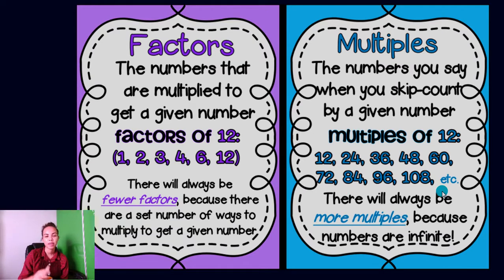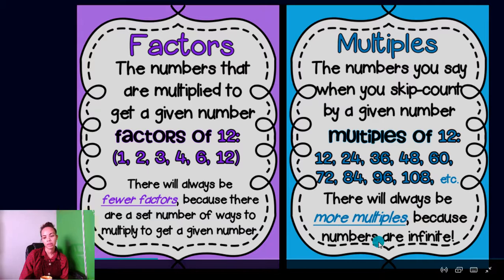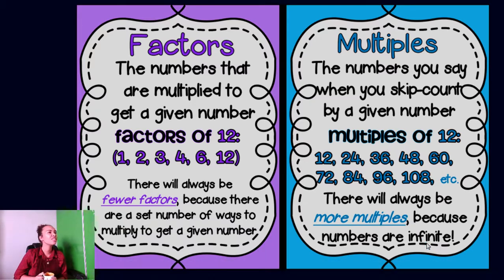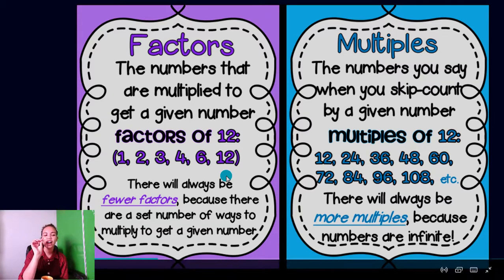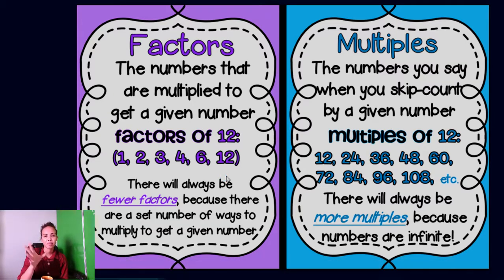And so on. It keeps going. There will always be more multiples because numbers are infinite. That means that we can keep going into infinity. And the reason for that is because multiply means to grow or to make bigger. Factors, on the other hand, have a limited number because they are less than or equal to the number. It's what you multiply to get that number that you're looking for, right?